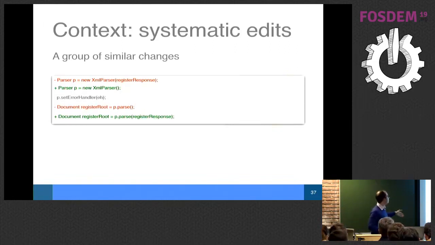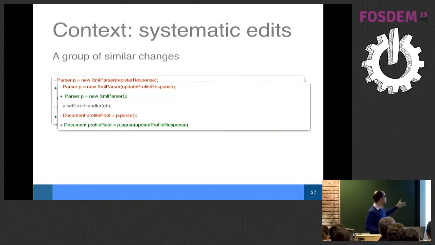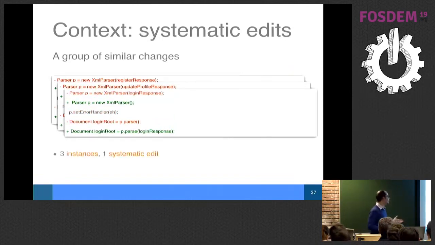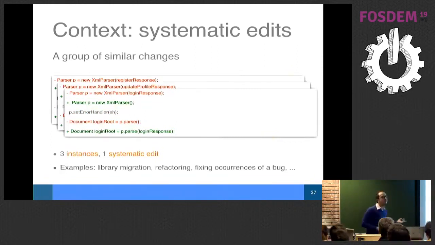What we would like to do is, let's consider a repository, and in this repository we have these changes, and then these changes, and then these changes. So we have 3 instances of a change, but in the end we have only one systematic edit. It could be interesting to know about these changes, because if we have a new change and this change is different with respect to the systematic changes, it's probable that we are going to add a bug.